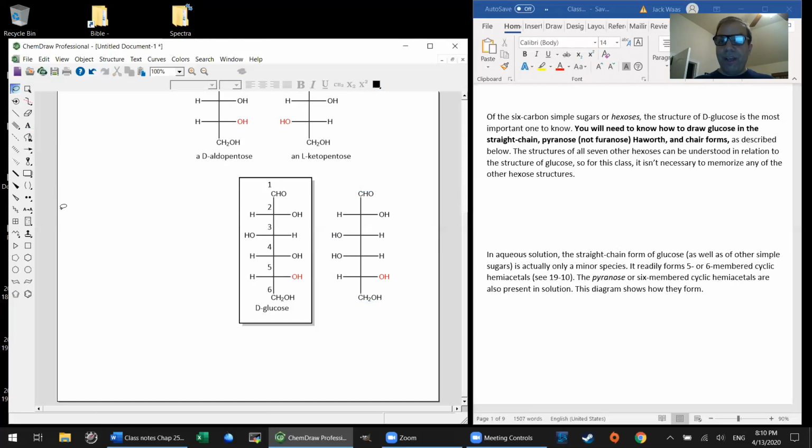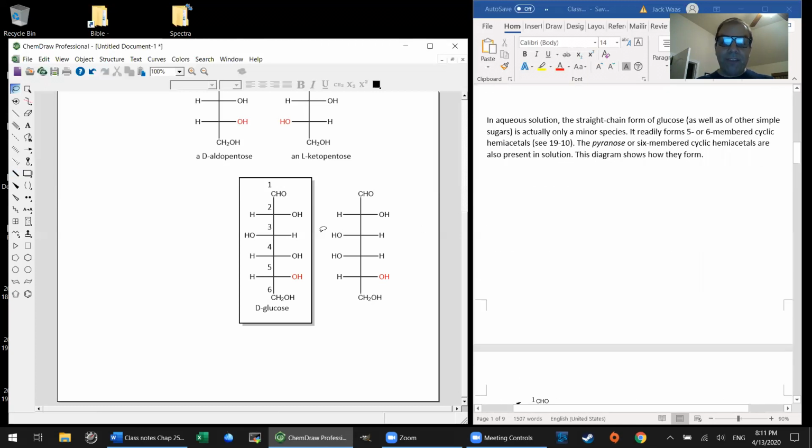I would expect you to be able to draw any of the other 7 given enough information, given how they differ from glucose. And you can look at the old exam to see some ways in which I phrased that. As always, I would caution you not to get too focused on the phrasing or the format. It's understanding the idea regardless of how it's phrased. Good. So those are D-glucose and its other 7 friends, the other 7 D-aldohexoses.